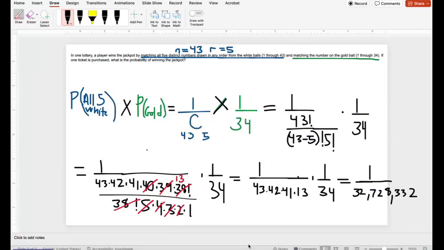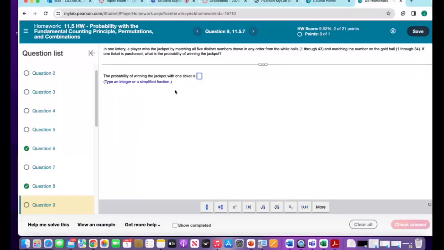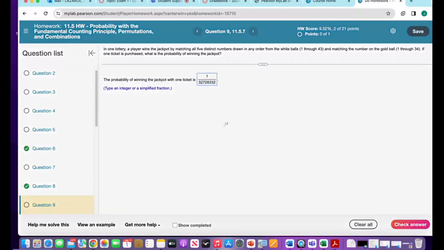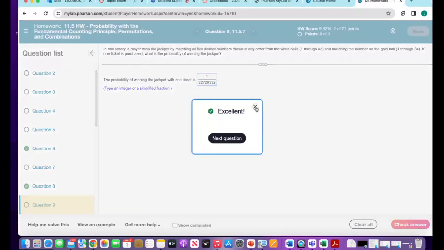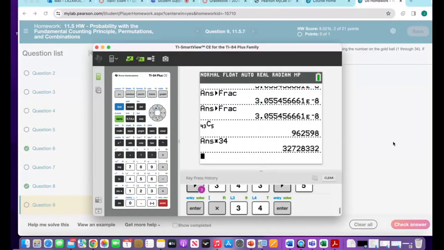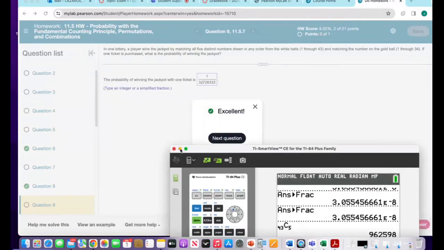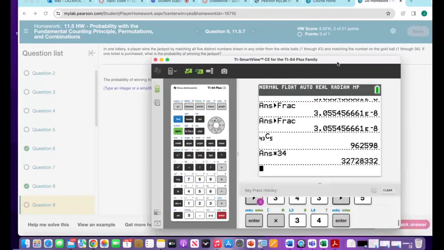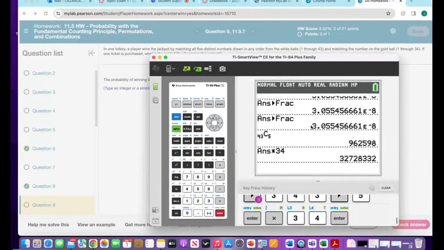All right, so we'll put that into the computer. 1, and we got 32,728,332. Okay, so it took it like that. Yeah, I don't know why. That's sometimes the limitation on the calculators. They do weird stuff like that. So that's why it's important to know how to do it by hand, and then only use the calculator to check your work. But then you got to know, like, if you do get something weird, how do you get around that? So this, I just multiplied the denominator.